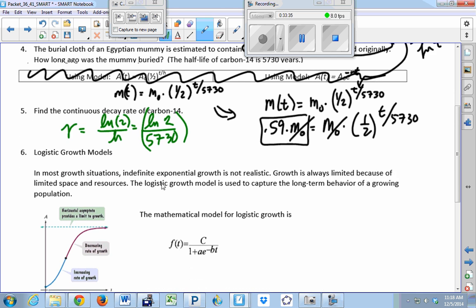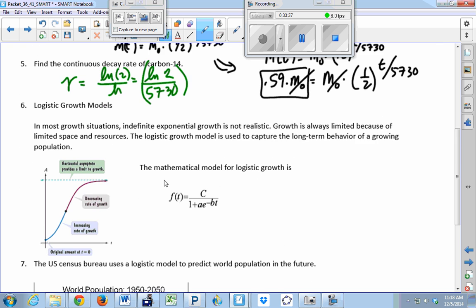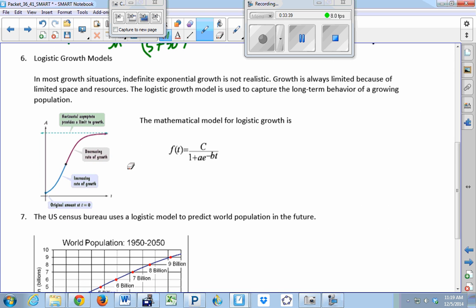Okay, so that's continuous growth, continuous decay. And then your next, in your particular package, you just have this example of a logistic growth.